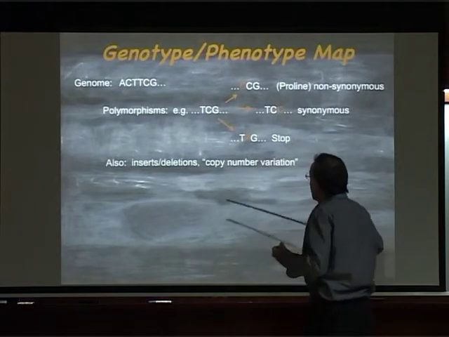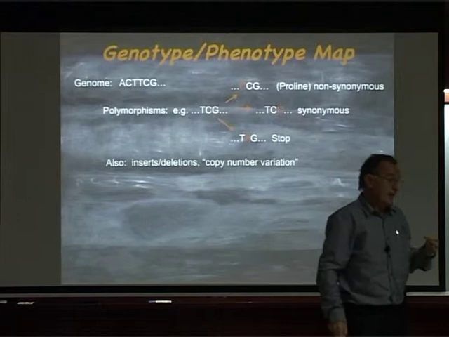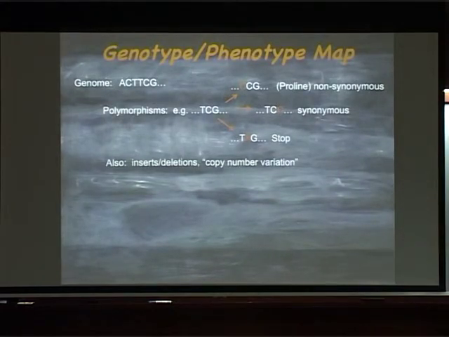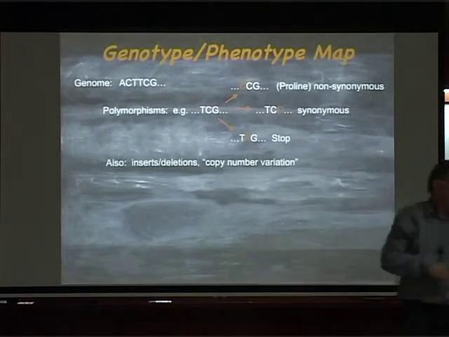So this copy number variation is observed in tumors. In fact, it's much more widespread in tumors than even single site polymorphisms.